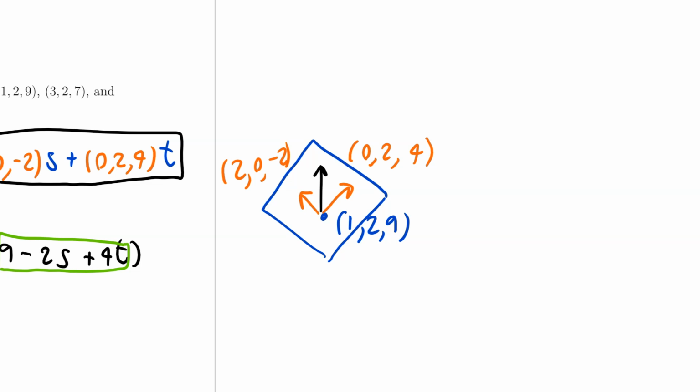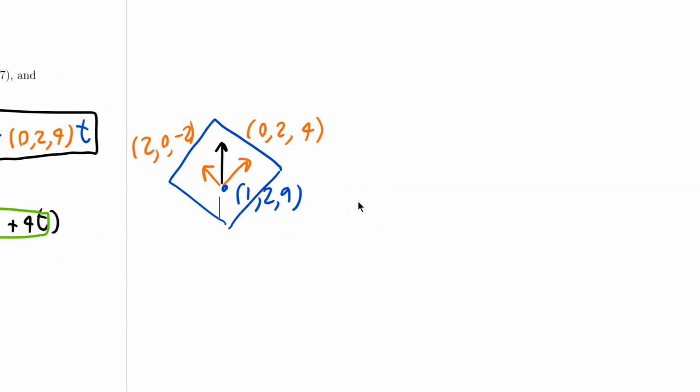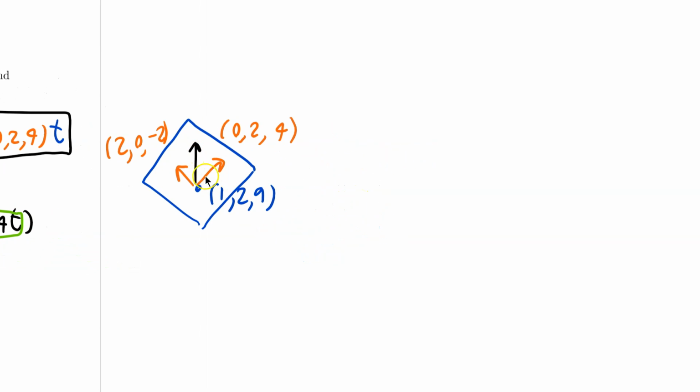What I can do is look at the normal vector, which is the vector that is perpendicular to this plane, as a vector that is perpendicular to my two orange vectors. In three-dimensional space, there is a way to find a vector, the black vector, that is perpendicular to the two orange vectors, and this can be done by computing the cross product. So I can compute the cross product of these two vectors.